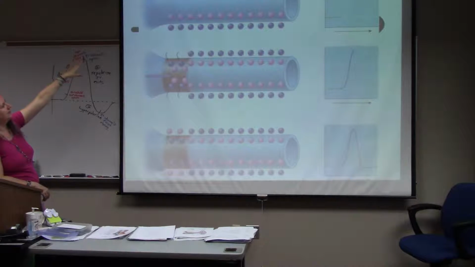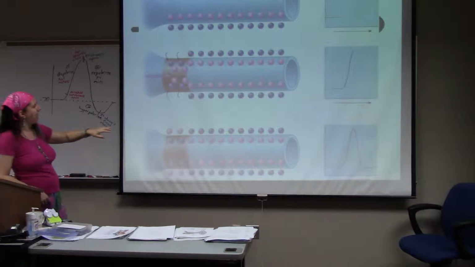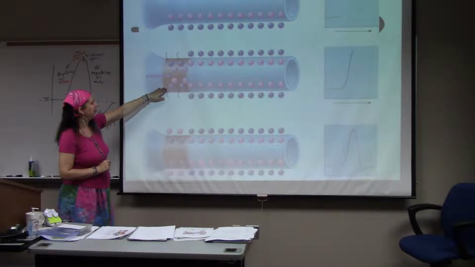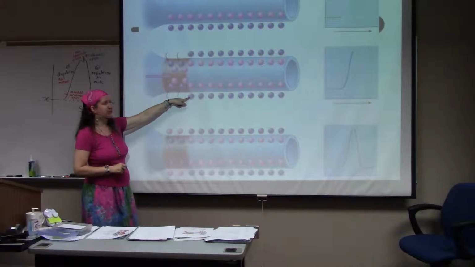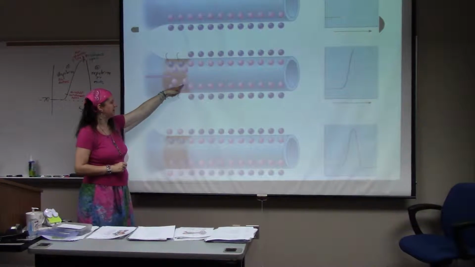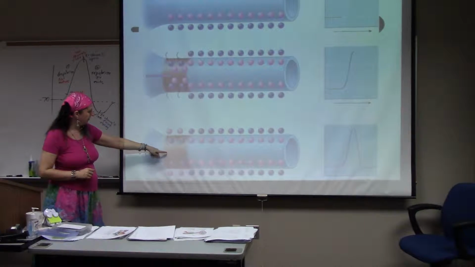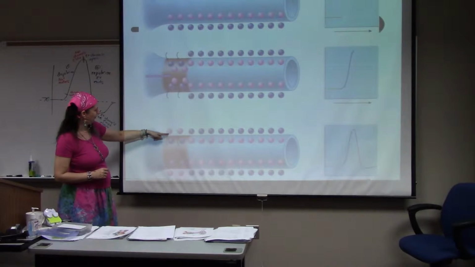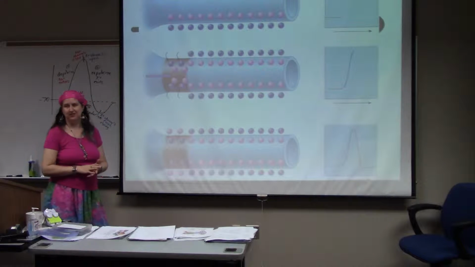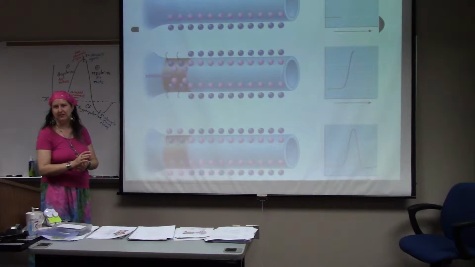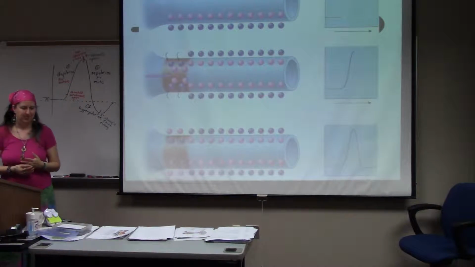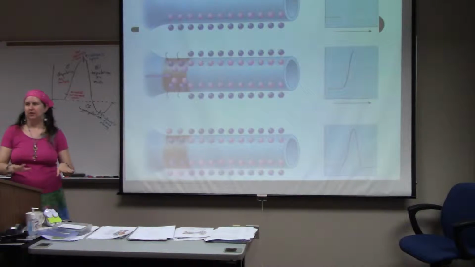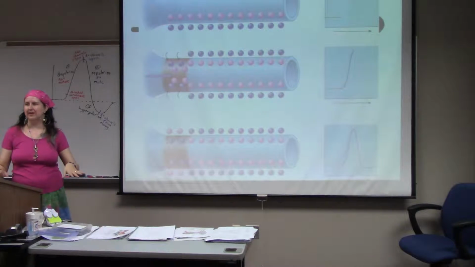So here's neuron at rest. Here's where it's depolarizing. The purple is the sodium coming in from outside. And then here's where it's repolarizing and hyperpolarizing. The potassium is the pink ones going out. Okay, that's how the action potential works.